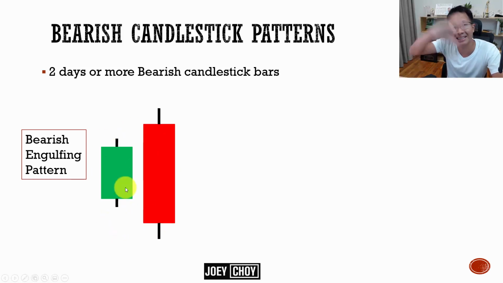Does it make sense? So it completely engulfs or covers the entire first day bar. So that's what we call a bearish engulfing pattern, especially if you see it right at the right zones, right? What we call a resistance, and of course in a bear market, in a downtrend. We'll look at some case studies later.